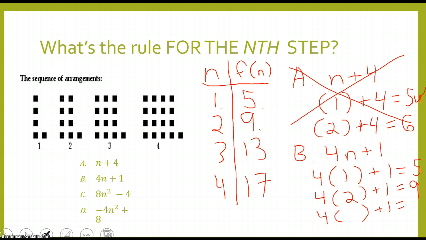I already tested 1 and 2 for n. I'm going to try 3. When I do this calculation, I end up with 13. And looking at my table, when n is 3, I should end up with 13 once I plug that value in. And that is correct. And if I check the last one, it also works. Therefore, B is my answer.